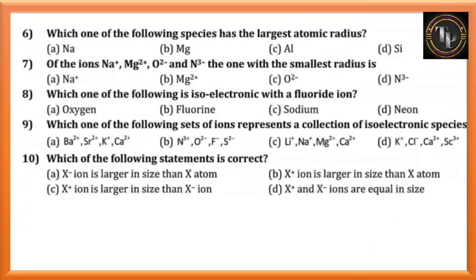Which one of the following species has the largest atomic radius? Sodium. Of the ions Na+, Mg2+, O2-, N3-, the one with the smallest radius is Mg2+.